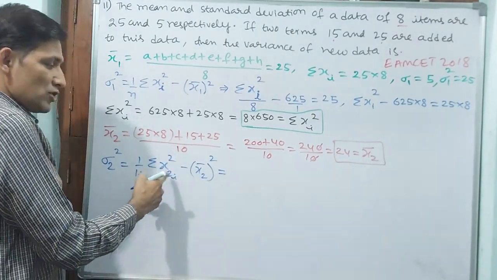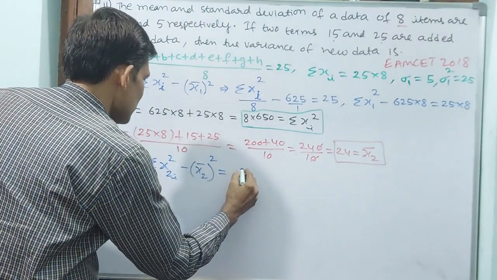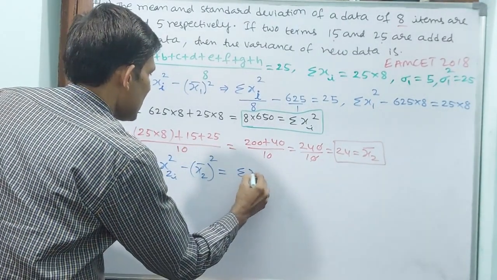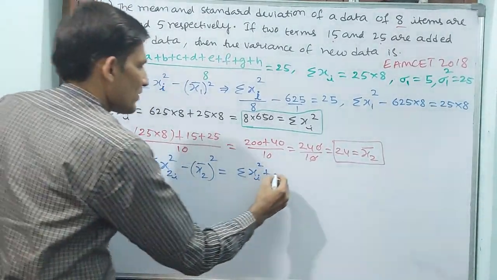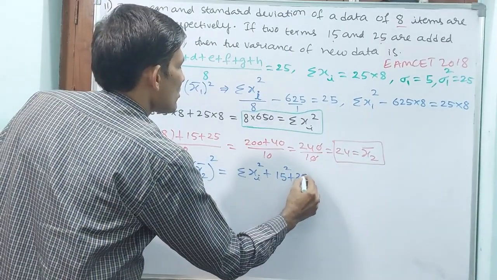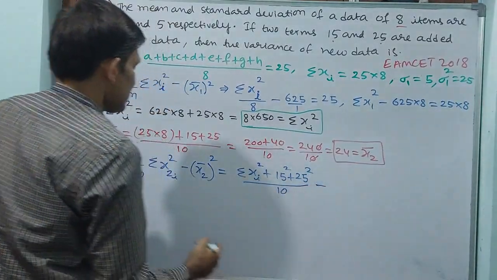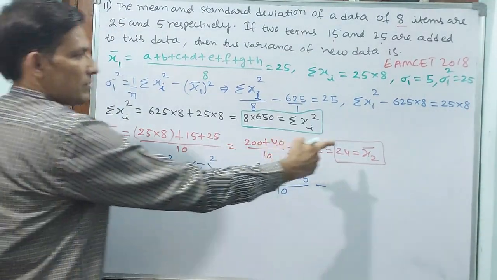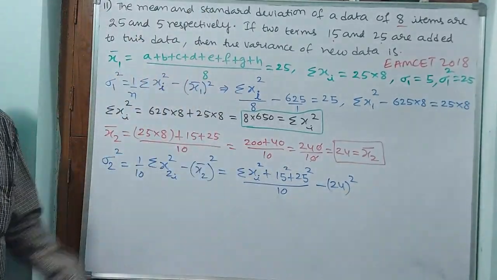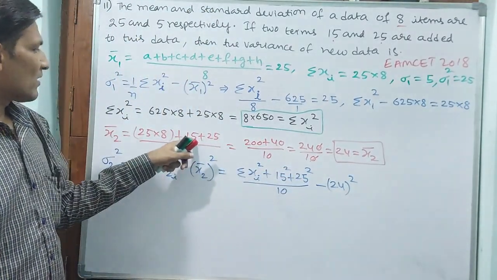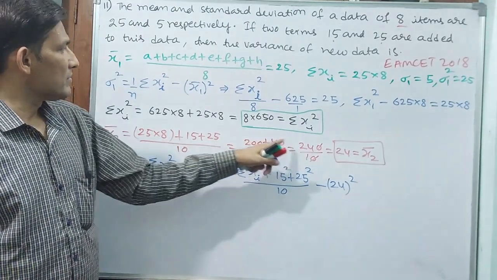Oh, see, sigma x2i square, how you are going to get? Definitely we can get. Why? Because see, I am changing this, you see. Sigma xi square plus 15 square plus 25 square divided by 10 minus x2 is 24, 24 square. Is it okay? Definitely okay. Why? Because see, these two numbers you have added here, 15 now, 25. Now this square is this one.